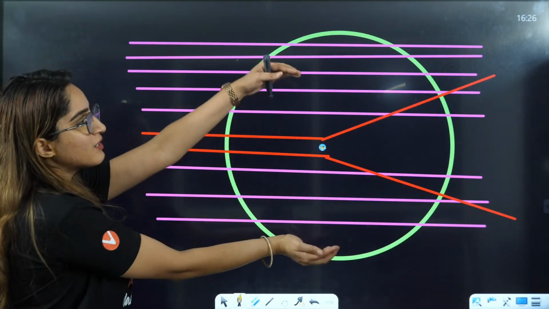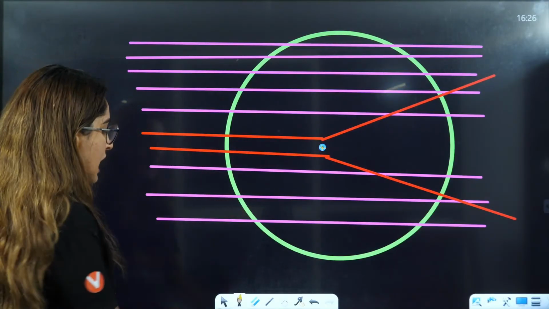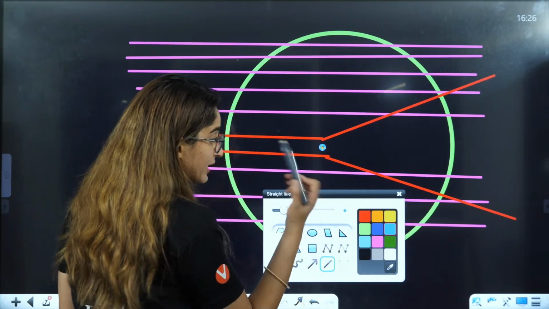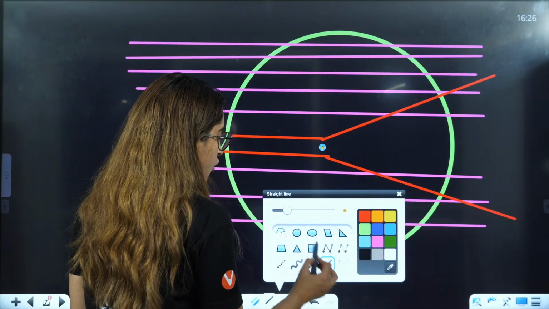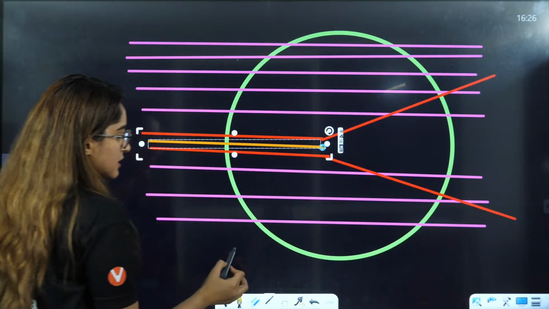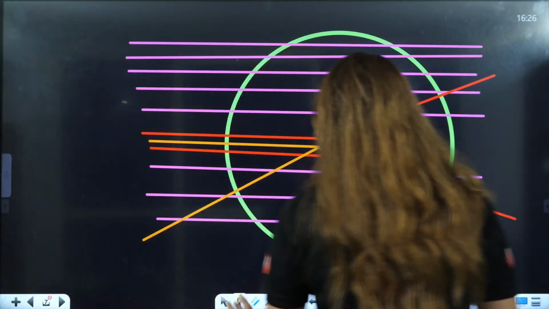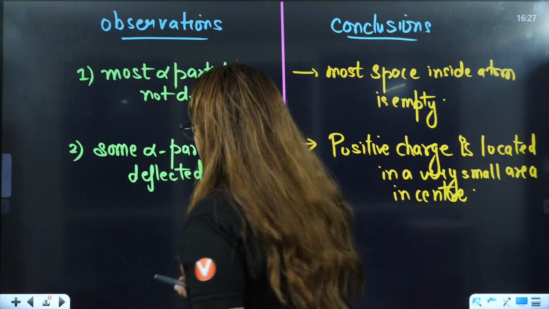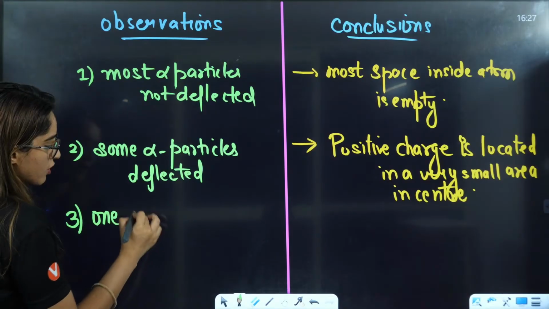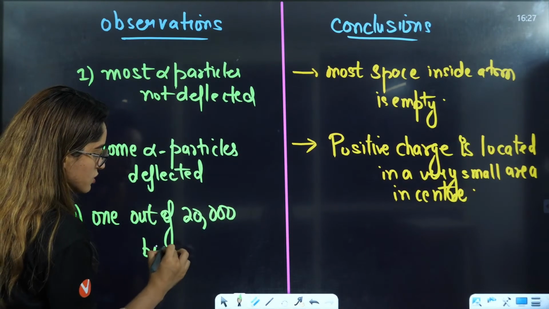If the area would have been large, then a high amount of alpha particles would have been deflected. Now, very few, like 1 out of 20,000, got bounced back. That means the ones that hit the nucleus directly will get bounced back. Okay. Now, can I write it here? Very few, or you can say how many? 1 out of 20,000 were bounced back.